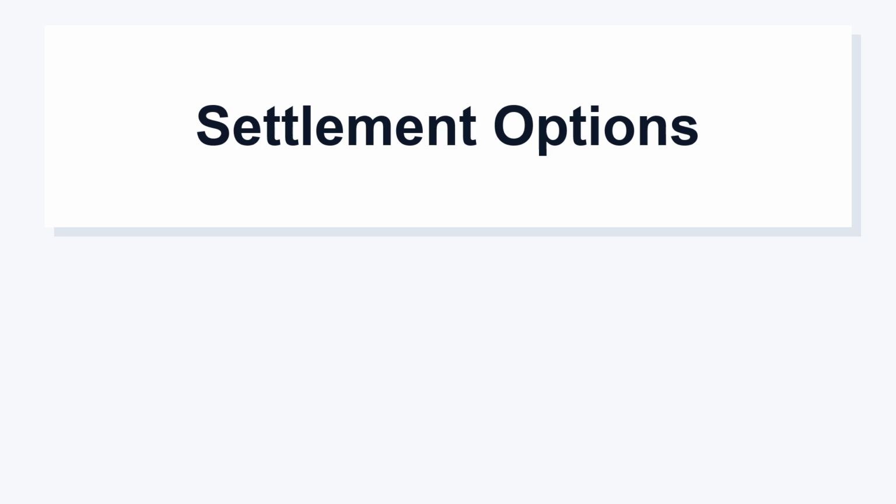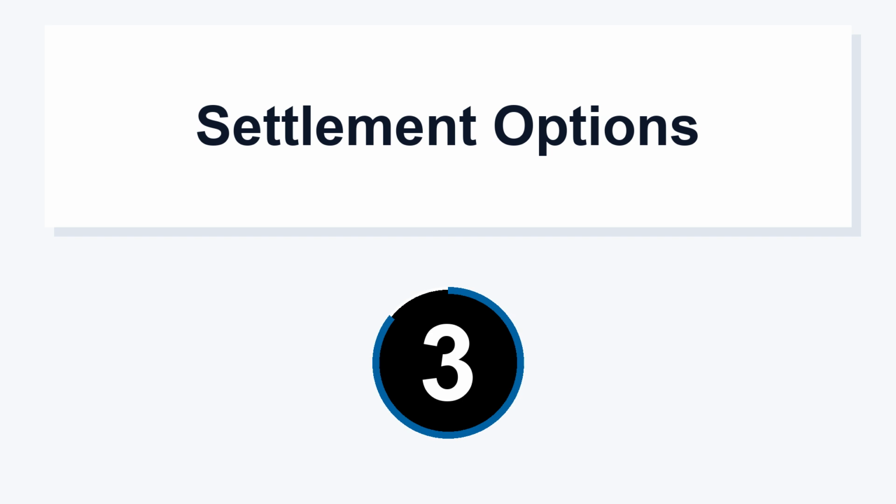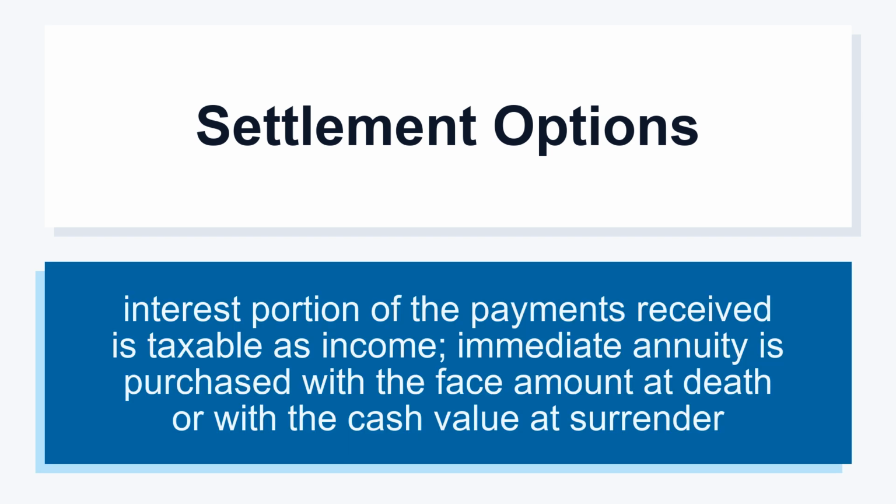Settlement options. The interest portion of the payments received is taxable as income. An immediate annuity is purchased with the face amount at death or with the cash value at surrender.